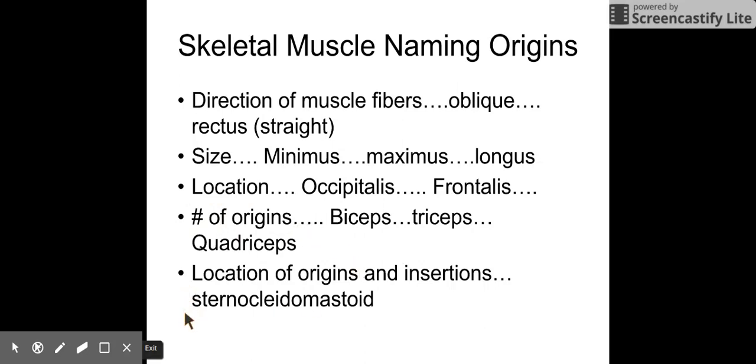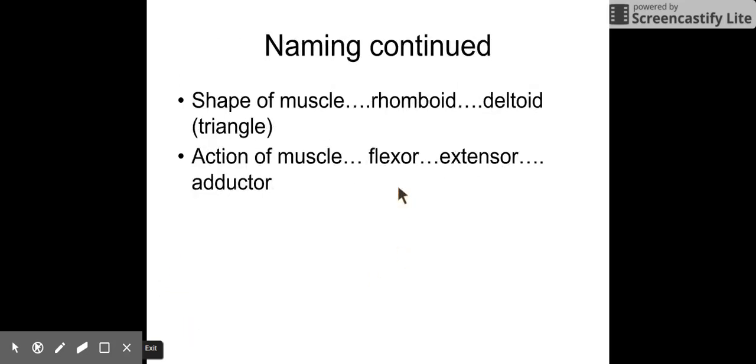Location of origins and insertions. My favorite example is the sternocleidomastoid. And the thing about the sternocleidomastoid is that it has origins on the sternum, on the clavicle, and on the mastoid process of your temporal bone. So sternocleidomastoid. So we also use origins and insertions as a way to name muscles.